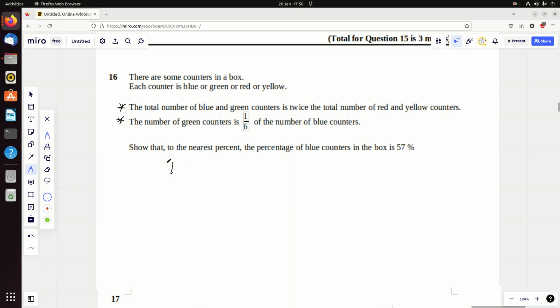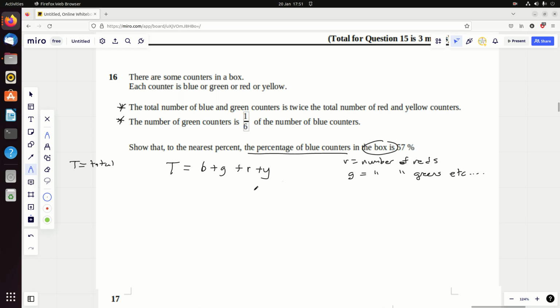So what are we told here? Well, firstly, we've got the total. The total is B plus G plus R plus Y. And this is where R equals number of red counters, G equals number of green, etc. Tell the examiner what you're doing. T is going to be the total. Now, why would I be interested in the total? Because I've got to work out the percentage of blue counters in the box, in other words, out of the total. So I do need to know the total here.